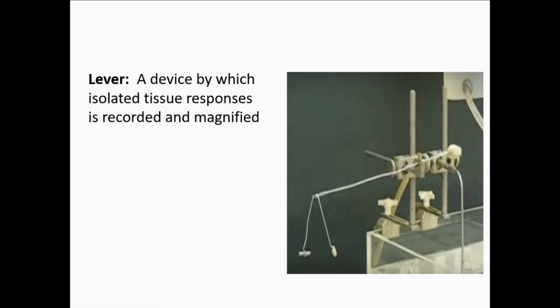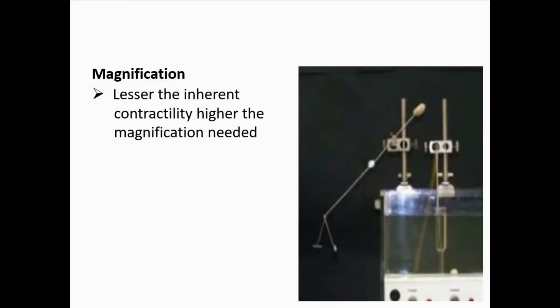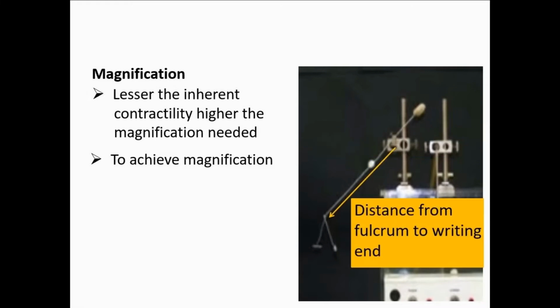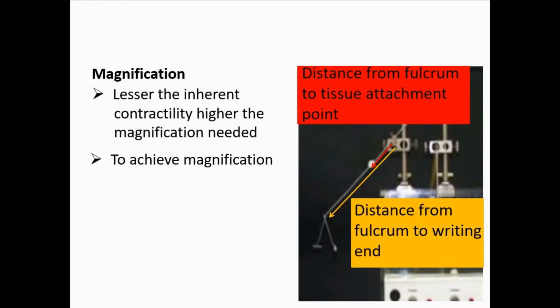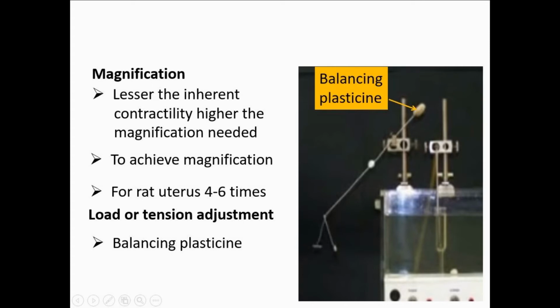Lever is a device by which isolated tissue response is recorded and magnified. It has fulcrum and stylus. For magnification, the lesser the inherent contractility, the higher the magnification needed. This is the tissue attachment point. Two points are important: the distance from fulcrum to writing end and the distance from fulcrum to tissue attachment point. In case of rat uterus it is 4 to 6 times. For load or tension adjustment, balancing plasticine is important. For rat uterus the tension will be 1 gram.